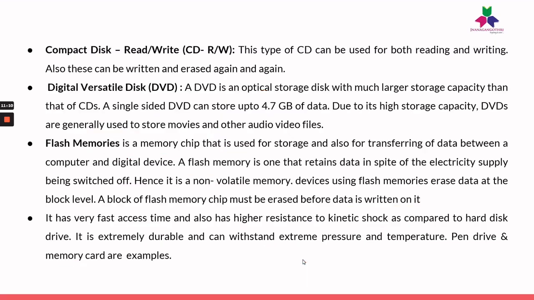So we have compact disk read or write, that is called CD-RW. This type of CD overcomes the issues with the last two categories. The first category could only be read from, we couldn't write to it. In the second category we could write, but once it was written, we couldn't modify it. But this type of compact disk, read or write, can be used for both reading and writing. Also, this can be written and erased again and again.